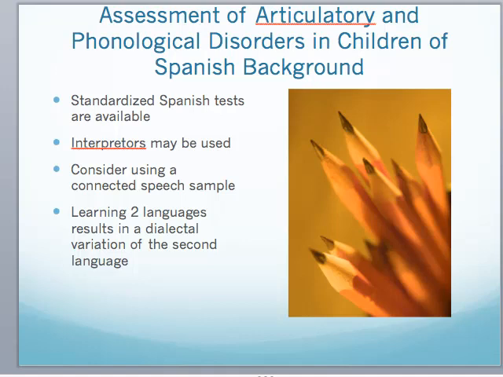Learning two languages results in a dialectal variation of the second language. So there can be some influences of Spanish into the English language as well.